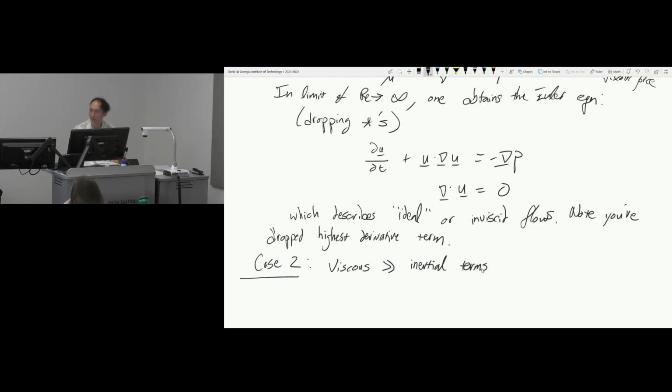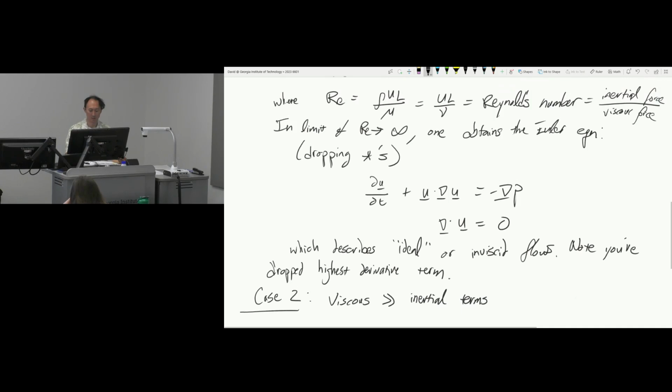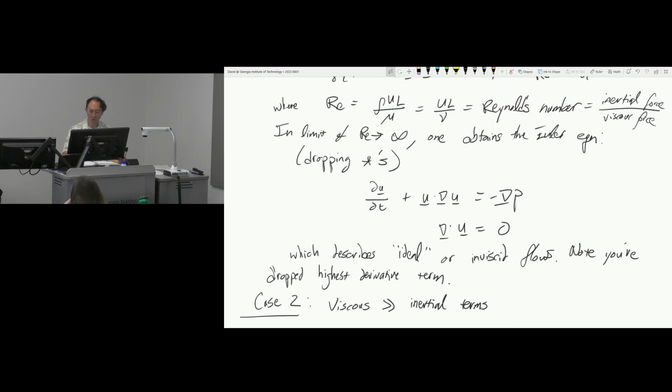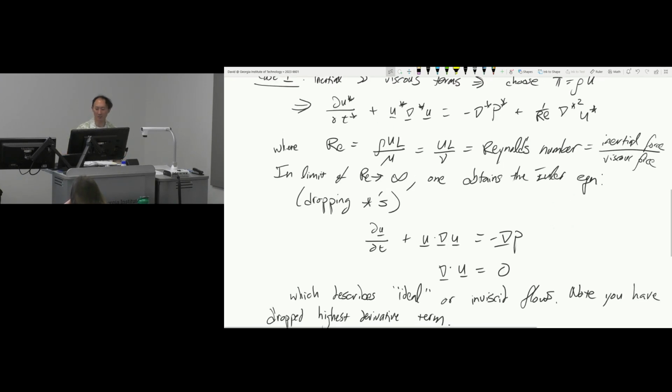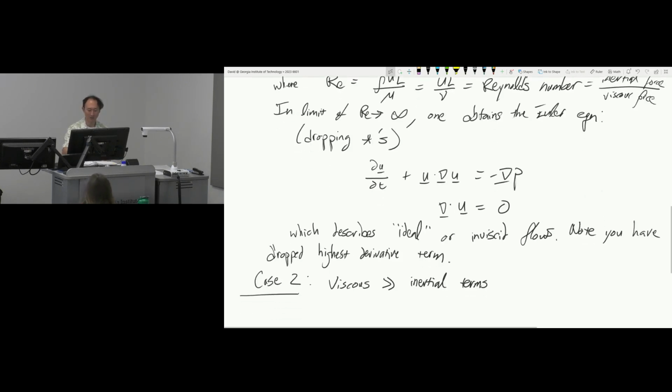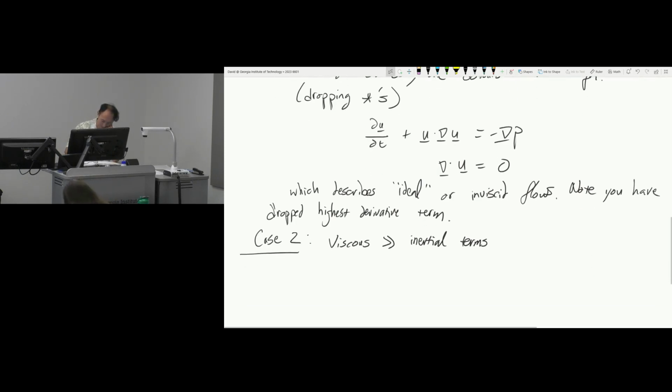What do you mean when you say you've dropped the highest derivative term? Originally you had the del squared u, the Laplacian of u, and that's gone. So solutions tend to look more like potential type flows. They don't tend to look like the lower Reynolds number flows.